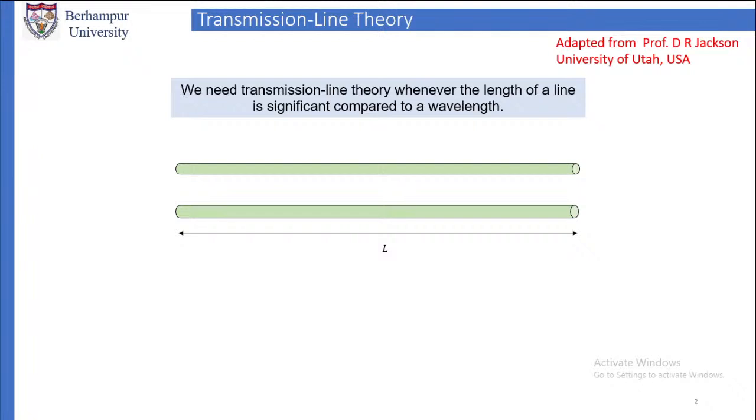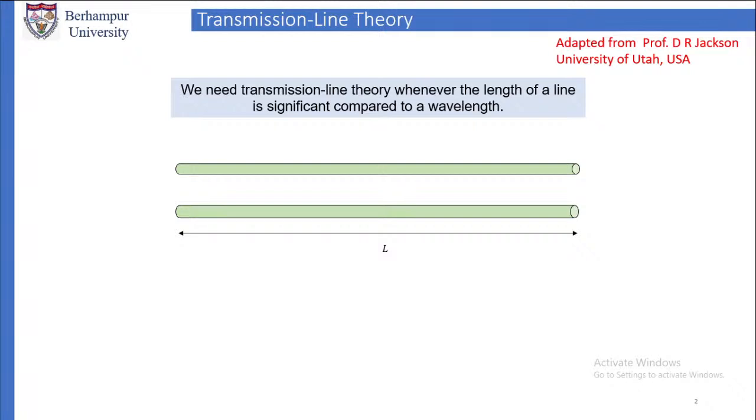There are various types of transmission lines. Our concentration in today's class will be on the two-wire parallel wire transmission line. That will be our concentration. And we need the theory of this transmission line. We'll develop the theory of transmission line. Let us consider a transmission line section. The length of the section of transmission line is L.